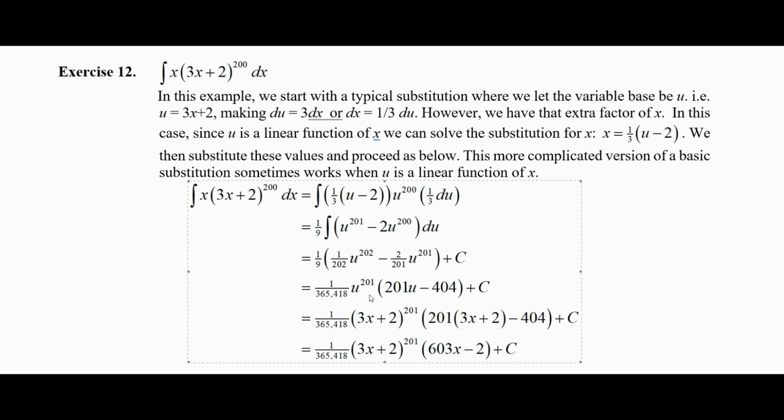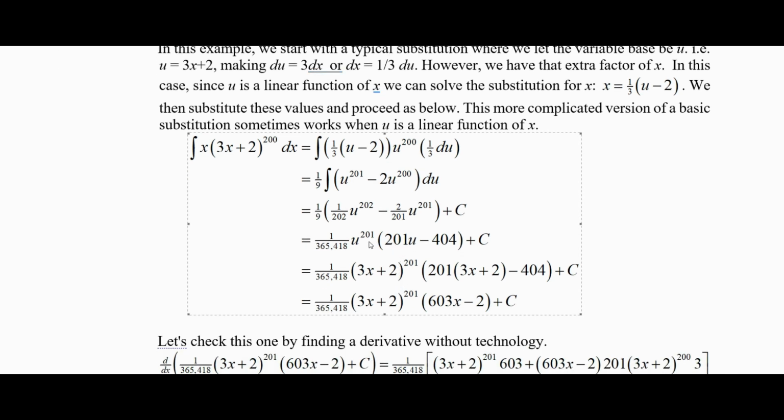Well, what's left? I factored out the 1 over 202. So basically what I'm doing is distributing a 201 and a 202 into this. And so that leaves me 201 here, and 202 times the negative 2 is negative 404 here. When I divide out by the u to the 201, that's gone, and there's just one u left there. So there's a way to kind of simplify that.